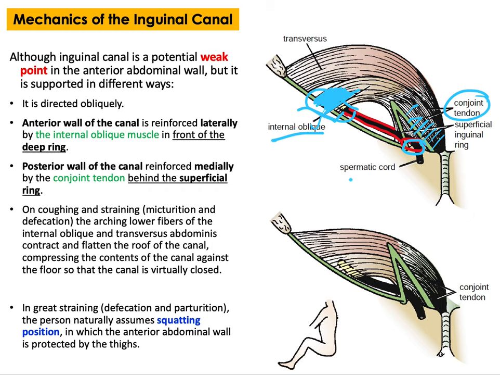Also this arch, the roof above the inguinal canal, is created by the internal oblique and the transversus abdominis. In case of straining, defecation, or during parturition, when these muscles contract, this arch will disappear and it will close this gap. And this also supports this weak region. You can read it and understand what I'm saying. Already explained.